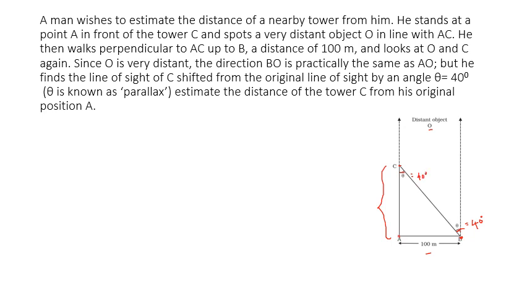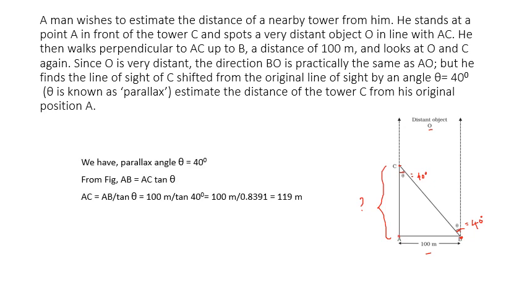So this distance AB we know is 100 meters and theta is 40 degrees. What is your task? You should find what is AC. So which relation can we use here? Correct, tan theta. What is tan theta? We have a parallax angle theta equal to 40 degrees. So from the figure, what is AB? AB equal to AC tan theta.